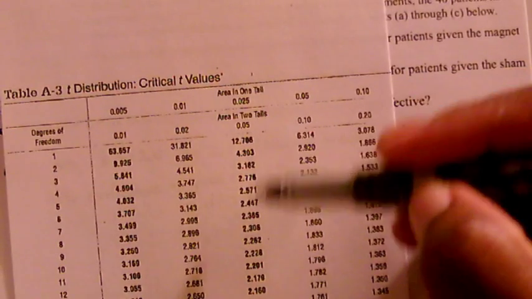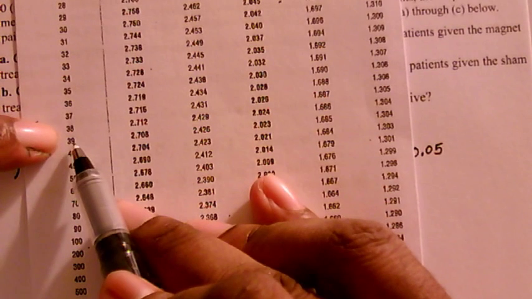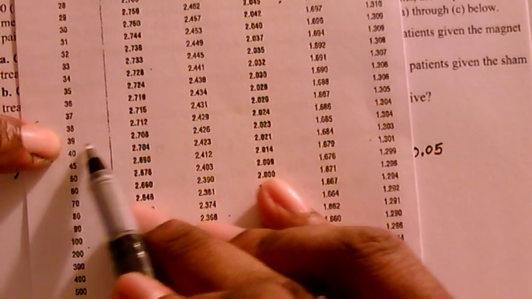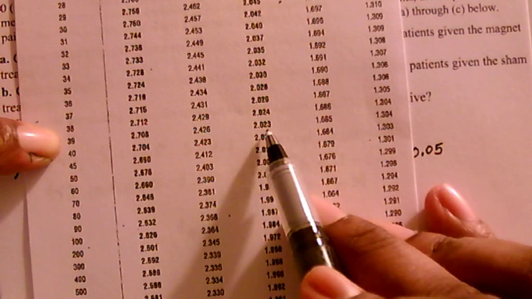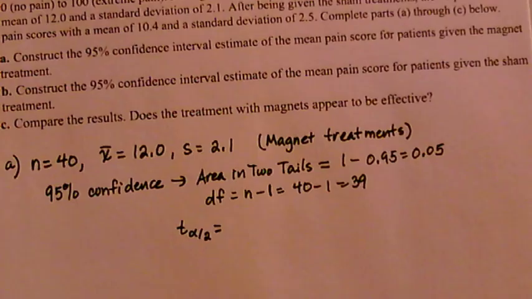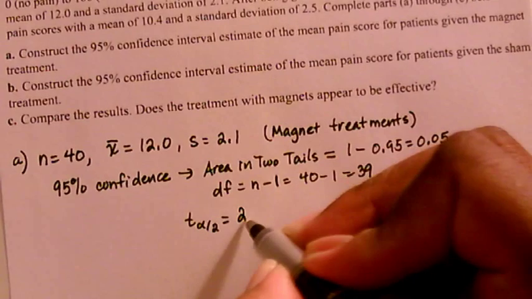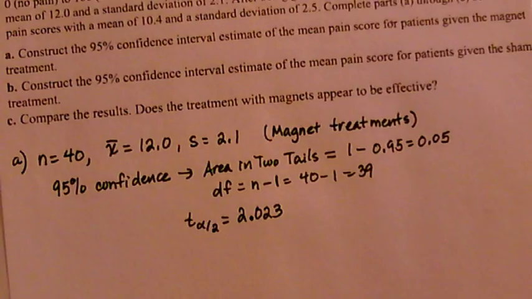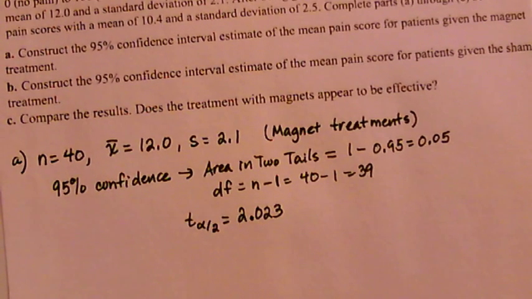So 0.05 is this middle column right here. So I'm going to scroll down to find 39. So 39 is right here. And I'm going to read across to 0.05 and see that it's going to be 2.023 as our critical t value. So 2.023 is your critical t-value for 39 degrees of freedom and 0.05 in the area in two tails for 95% confidence.